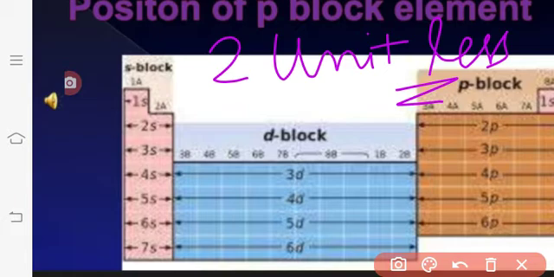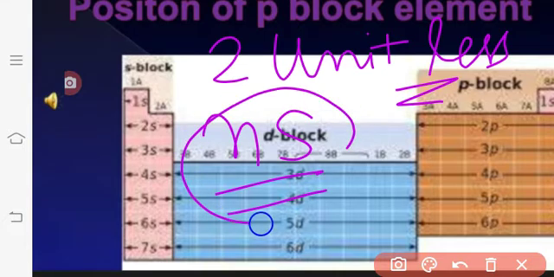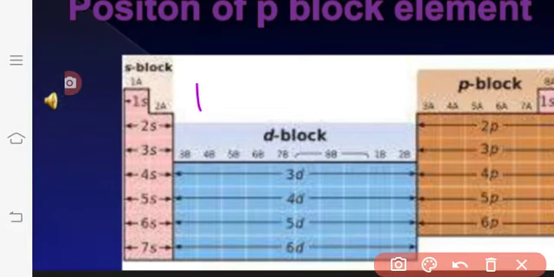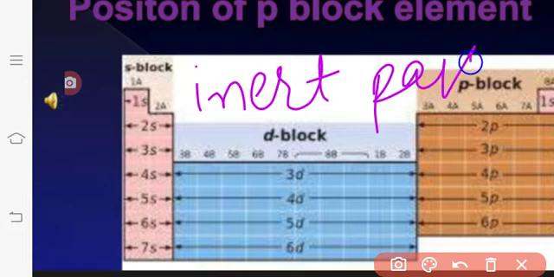What is the reason behind this? The reason for the existence of this oxidation state is that the ns electrons do not take part in the bonding. So this type of effect is called the inert pair effect. What do we call it? Inert pair effect.